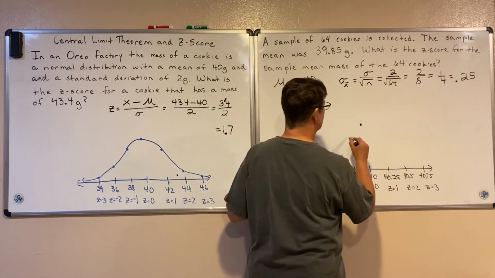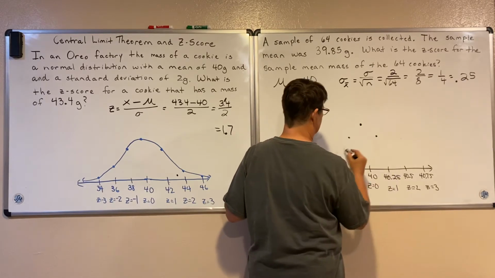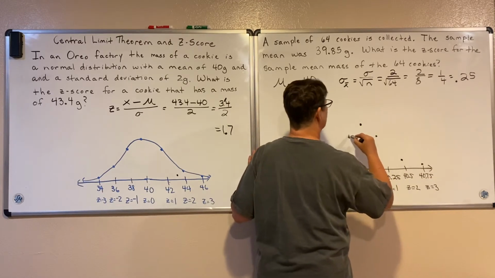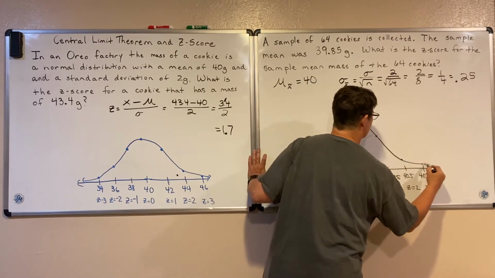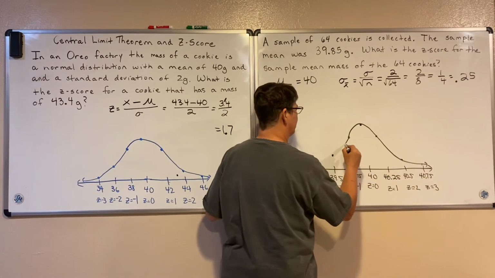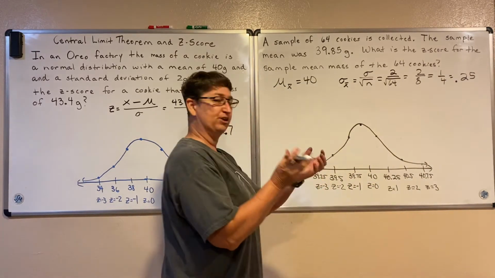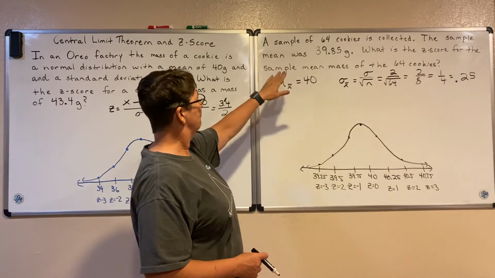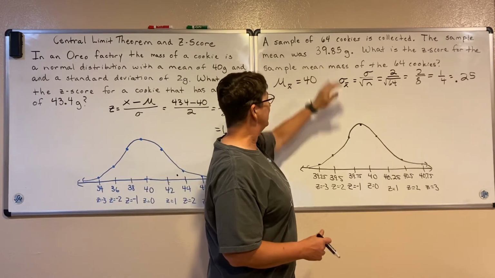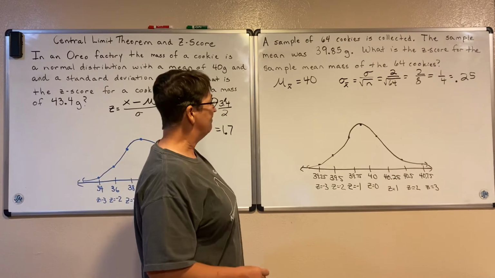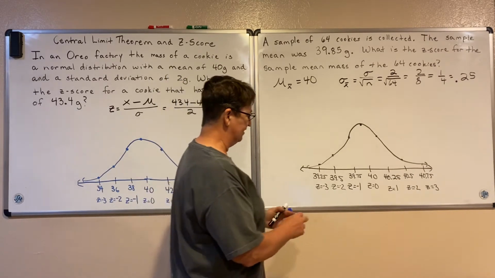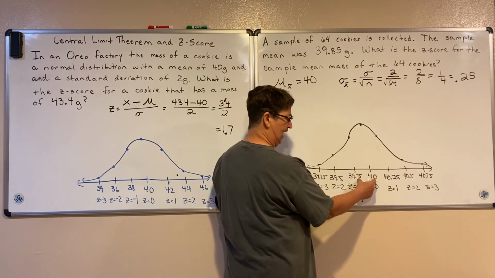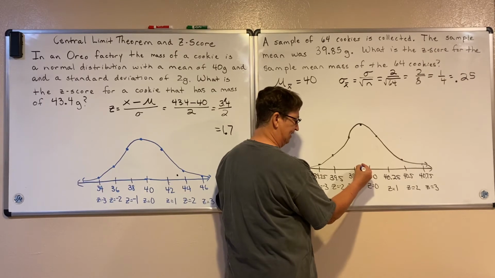So the distribution that this particular sample mean belongs to looks something like this. We know it's normally distributed based upon the central limit theorem. We know that it has the same mean as its population, but that its standard deviation is smaller. So I want to know what's the z-score for this mass. Well, 39 and 85/100ths, if I look at that, I can see that that particular data value would be somewhere between 39 and 75/100ths and 40. Somewhere in here is that data value.